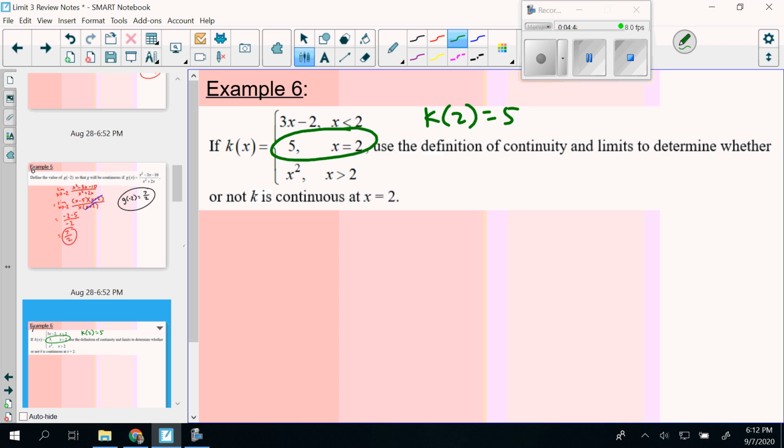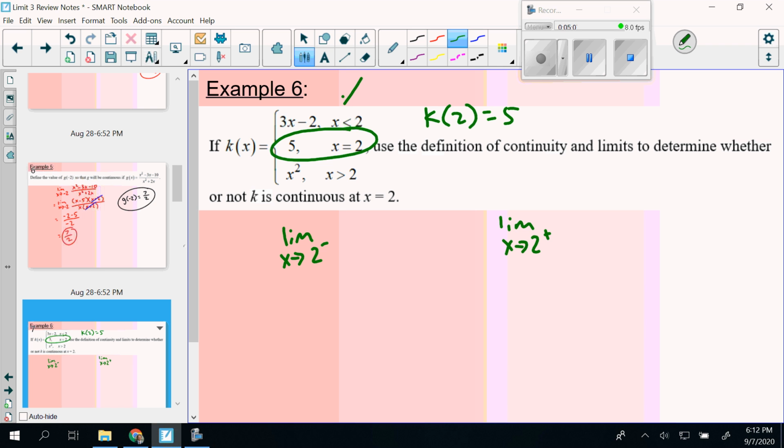So what I want you to do, like we did on a previous one, is pause and see if you can find both the limit as x approaches 2 from the left, and also see if you can figure out what's the limit as x approaches 2 from the right. Okay, let's see what you did.